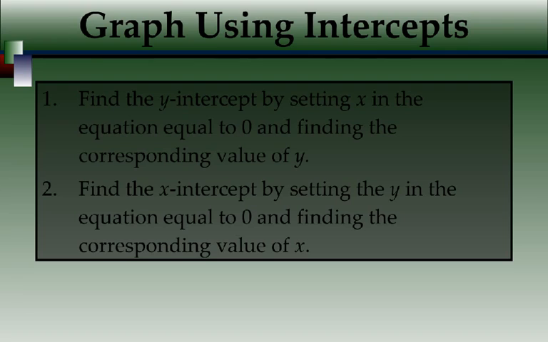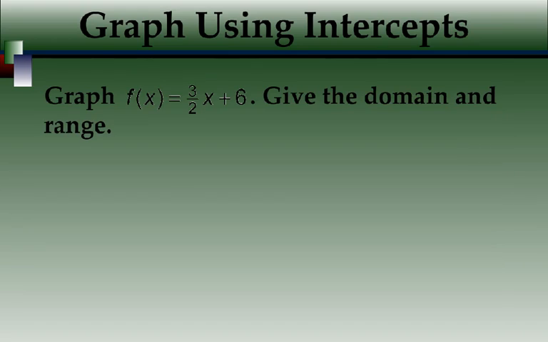So to find the y-intercept, what you need to do is plug 0 in for your x value in your equation and solve for y. And then the way to find your x-intercept is by putting 0 in for your y value in your equation and solve for your x value. So let's do an example of that.